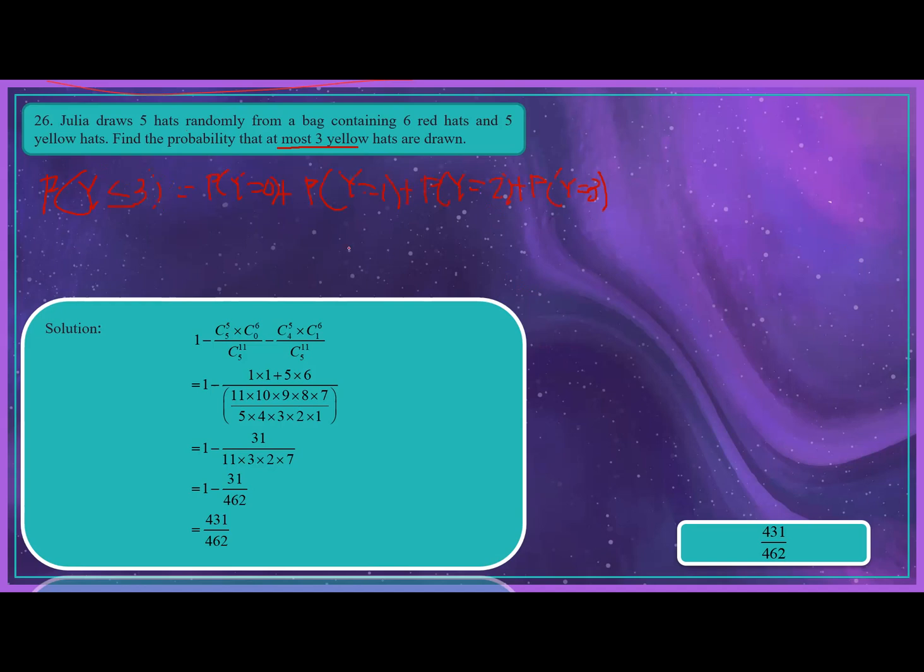So the fastest way to solve this without doing that would be to use the complement. So it means 1 minus P when y is greater than 3, correct? So it means when y equals 4, minus when y equals 5. Because at most we have 5 yellow hats, correct?